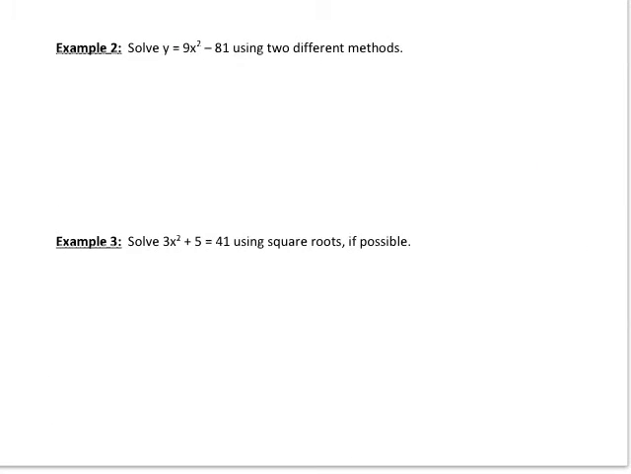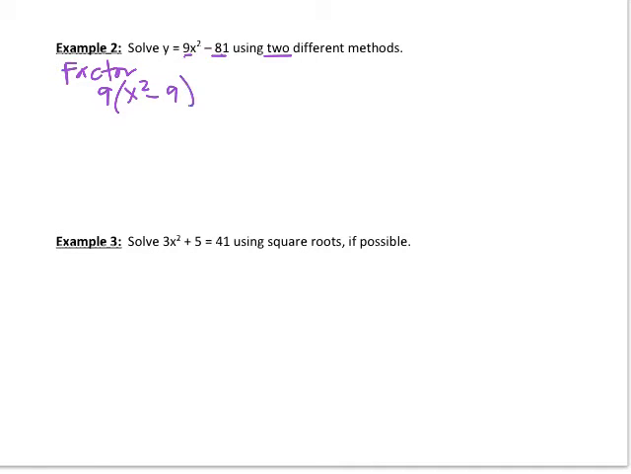Now, if you had y equals 9x squared minus 81, you might recognize this as the difference of two squares. So I'm going to show you two different methods. If we factor this by using our difference of two squares method, then we will most likely have a 9 out front because we're going to pull a 9 out of the first term and a 9 out of the second term, x squared minus 9.